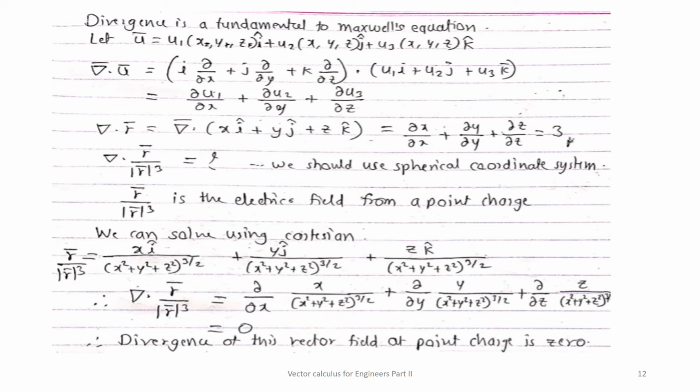So here always remember that when you operate with the del operator, that is divergence of R bar divided by the magnitude of R cubed, it is equal to 0. So divergence of this expression is 0, and that is nothing but related with a point charge.